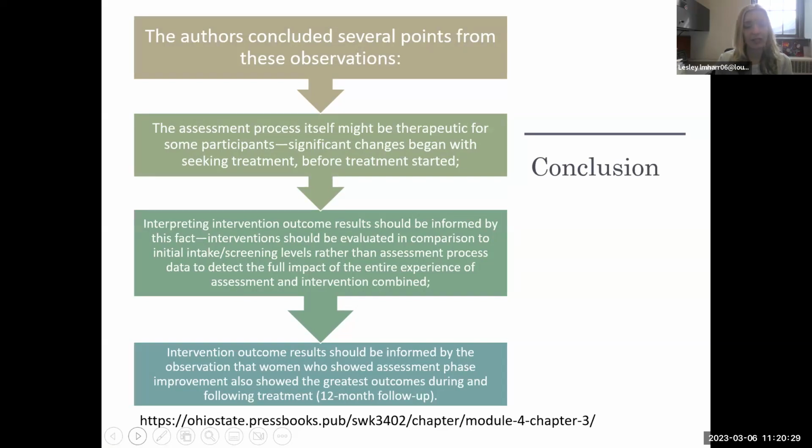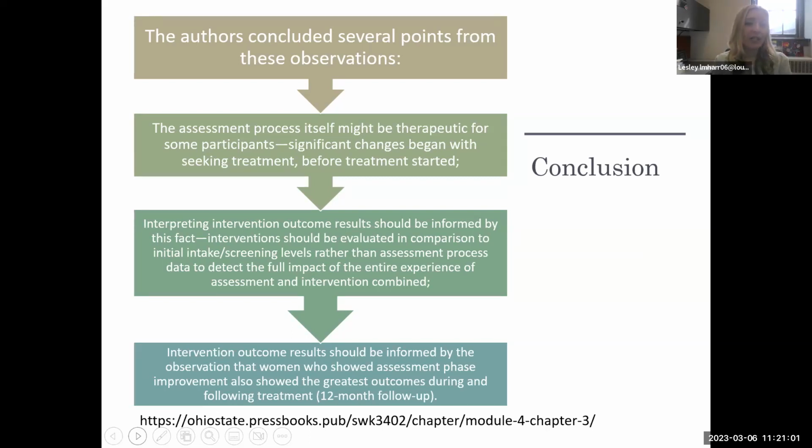Okay, so in conclusion, we want to think about several points from different observations across single subject and group research designs. We also want to consider the limitations of these designs. The assessment itself, sitting down with a client and gathering baseline or post-test measures, might actually be therapeutic to some participants. So we might see significant changes on par with receiving treatment through a new practice innovation or intervention.